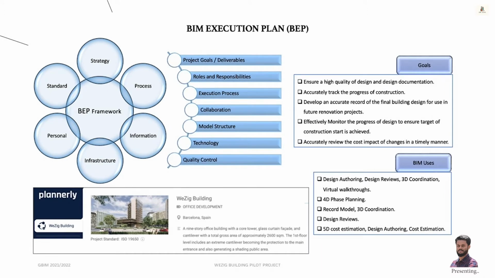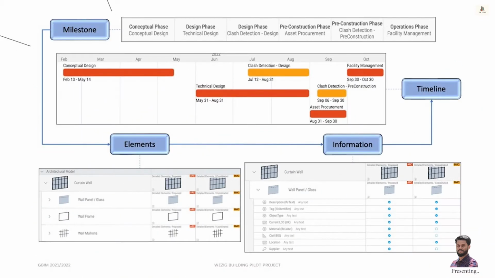BIM Execution Plan. The focus of post-contract BEP document is to confirm the supply chain's capabilities by understanding and establishing a framework that outlines key elements such as strategy, process, information, infrastructure, personnel, and standard. BIM uses were identified based on the outlined project goals. BEP covers the appointment from the conceptual phase to operations phase. Elements under each discipline model were detailed as per information exchange requirements.